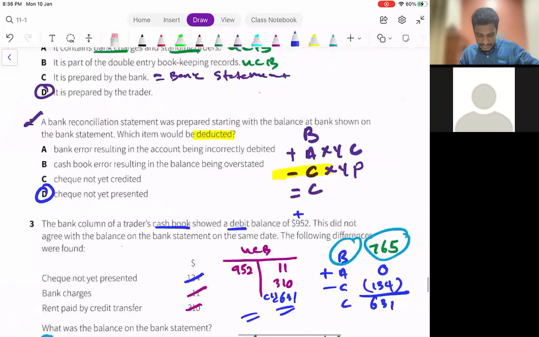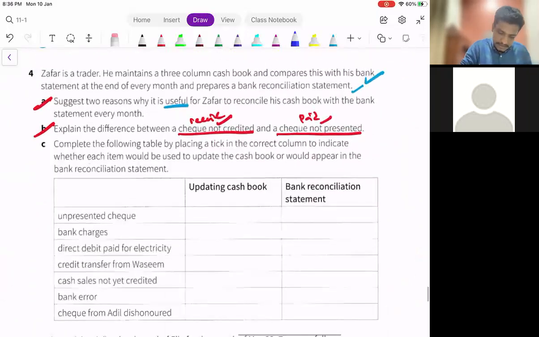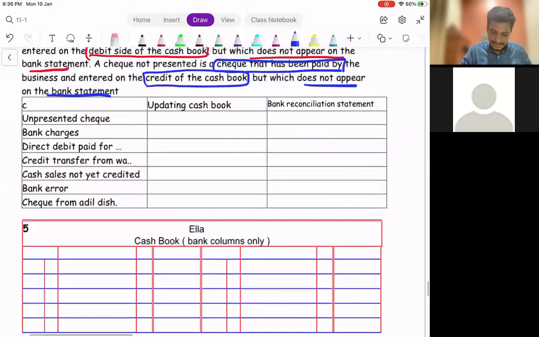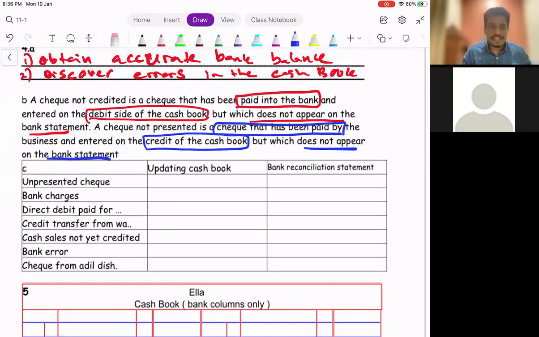And question number C. Complete the following table by placing a tick in the correct column to indicate whether each item would be used to update the cash book or would appear in the bank reconciliation statement. Okay, this answer, I think I write here better. Unpresented check will be in a bank reconciliation statement. Bank charges, definitely in the cash book. Direct debit paid for anything, you paid it for anything also, it will be in the cash book.